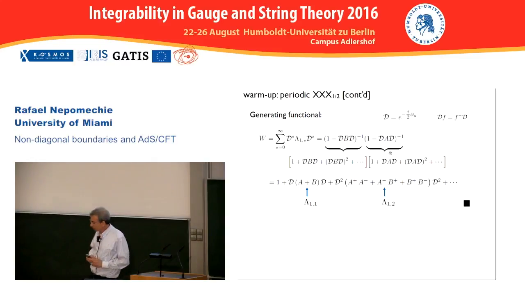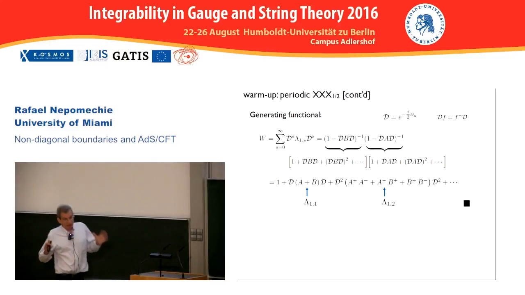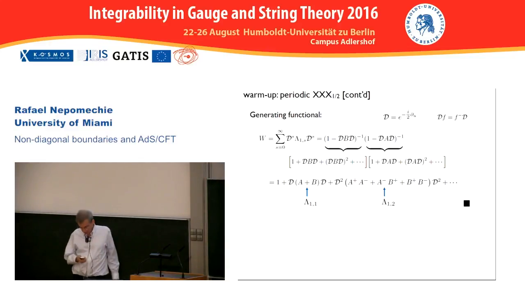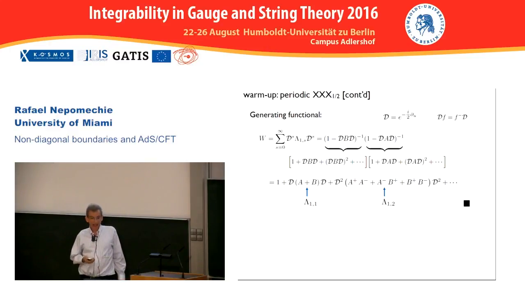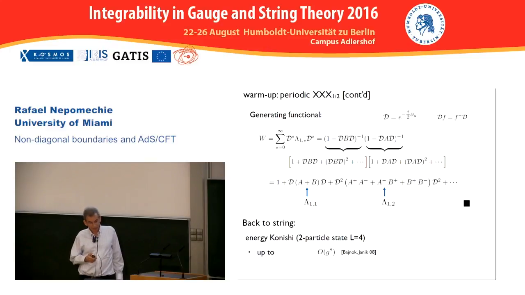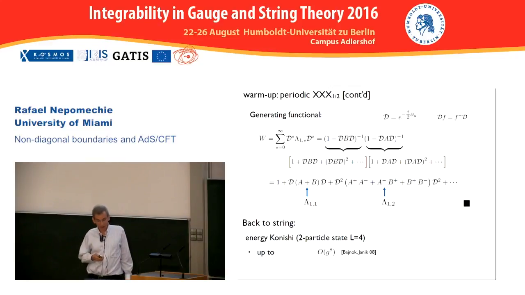for the eigenvalues, for the fundamental one, which we can get from the algebraic Bethe ansatz. One can write a generating functional to give all the higher ones, and then we can plug back into the formula of Bajnok and Janik, perform the integral, doing contour integration, and then get the wrapping correction. And in this way, we get the energy of the Konishi operator, 2-particle state with L equals 4, up to 4 loops, g to the 8.